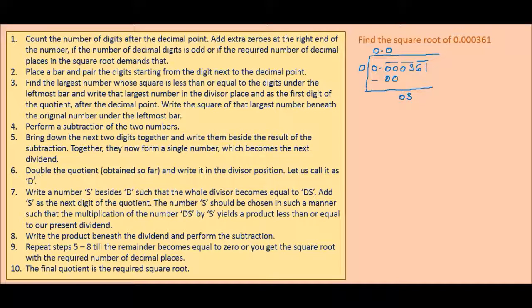Rule number 6. Double the quotient obtained so far. The quotient obtained so far is 0. So if we double this 0, 0 multiplied by 2 will be giving us a 0. And write it in the divisor position. So we have to write a 0 over here. This is the divisor position. This is the dividend.